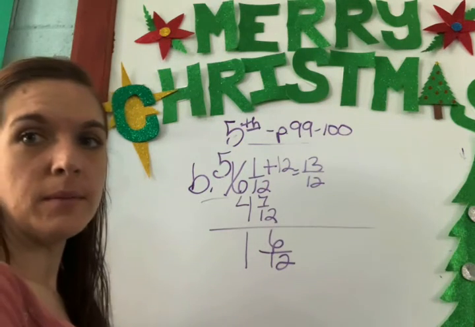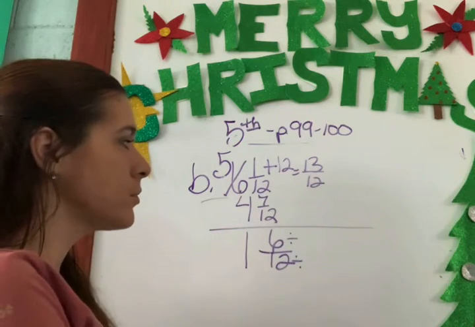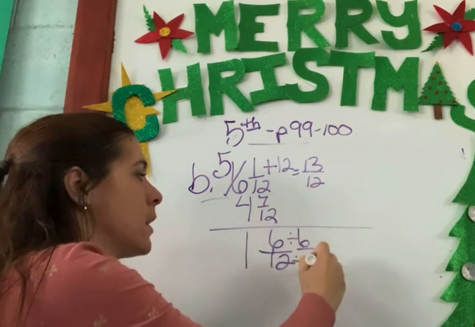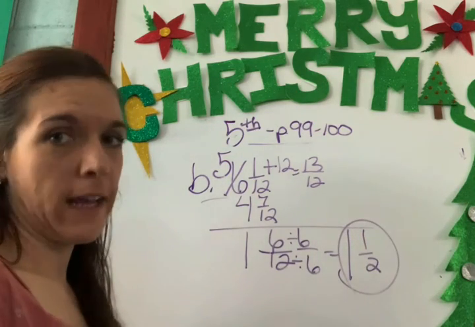Can you reduce it? Yes, you can. What can you divide by over here? Dueno? 6. Good job, buddy. So it's 1 and 1 over 2. That's your final answer. Okay?